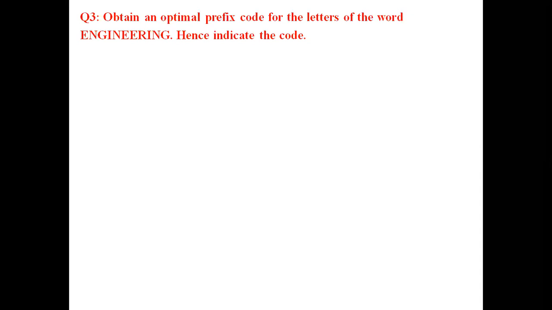To obtain the optimal prefix code for the letters of the word engineering, we have to indicate the code. So engineering is the word given to us. For this, we have to first consider the letters and their frequencies. When we say frequencies, we just look at how many times E occurs in the word, how many times N occurs in the given word, similarly G, I, etc. So we first have to write down the frequencies, then followed by the optimal tree and hence the code.